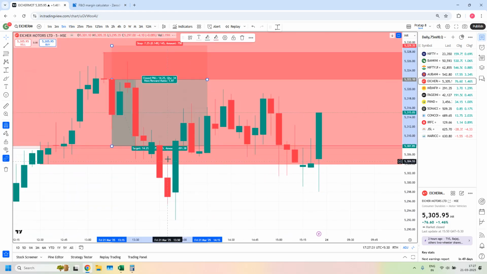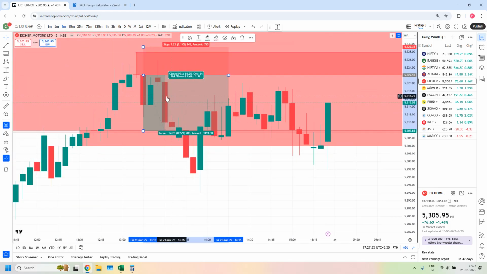Let me go to 5 minutes. So if I take this, that means 1:2 RR I am getting. So what I have to do? Let me take entry a little inside. I am fine tuning the entry. See, I am moving my entry until I reach 1:3 RR. Okay, 1:3 RR I am getting.